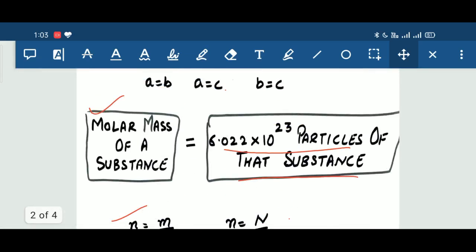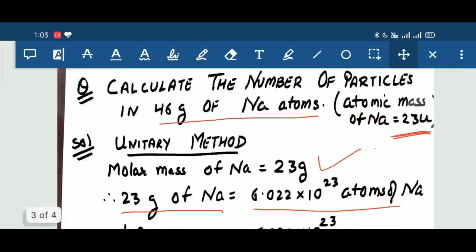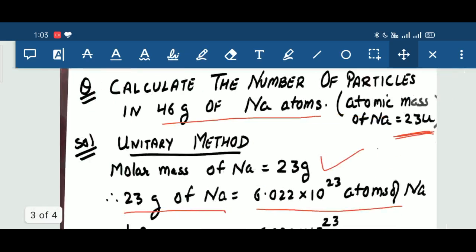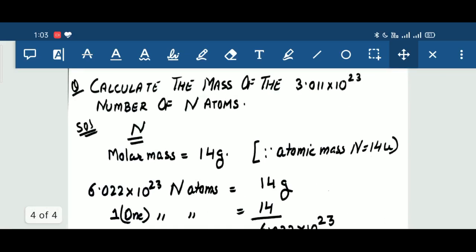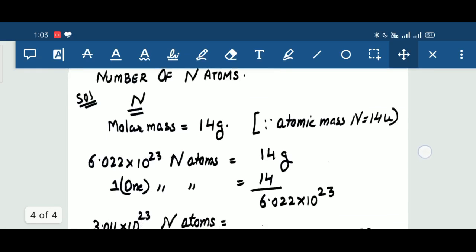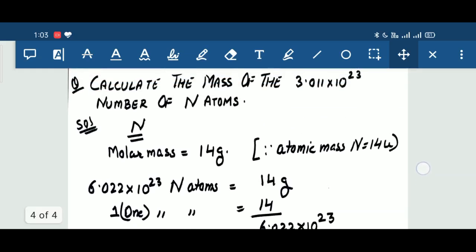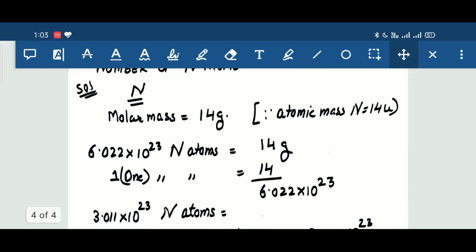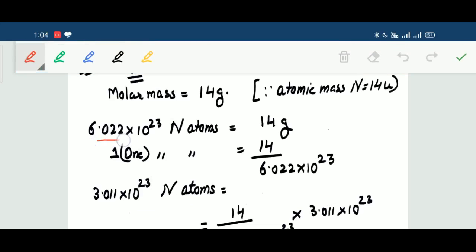molar mass of a substance is equal to Avogadro's number of particles. Now since in this case we are provided particles and we have to find the mass, therefore we will write down particles on left hand side and mass on right hand side. So according to the relation, 6.022 into 10 raised to 23 number of atoms, this should be equal to molar mass, and we know that for nitrogen atomic mass is 14, therefore molar mass will be equal to 14 grams for nitrogen atoms.